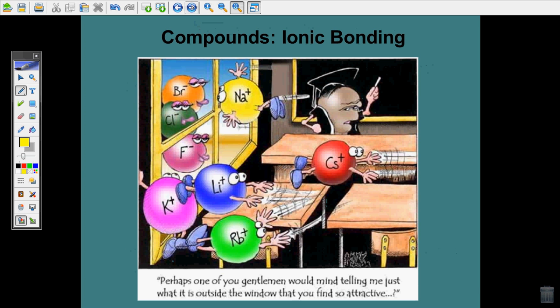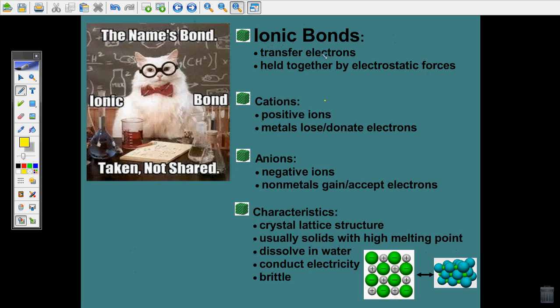Compounds, ionic bonds. Ionic bonds transfer electrons. They're held together by electrostatic forces, and that just means the plus and minus charge, like a magnet, are attracted to each other. Cations are positive ions, and these are metals. They're going to lose or donate their electrons. Anions are negative ions, and these are the nonmetals, and they're going to take the electrons. They're going to gain or accept electrons.